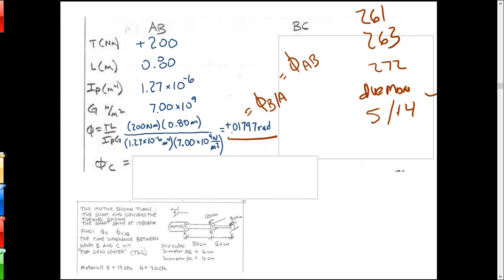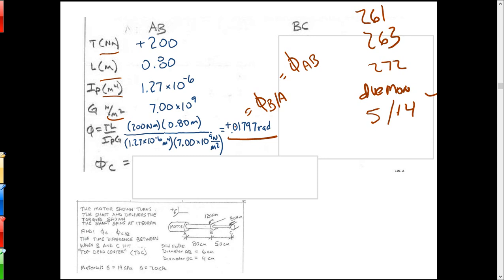And then I got that information, I can put it into a table, TL over IG. So I just put a row in for each one of those things. I put the units over there on the left, so I don't have to be putting them in every place in the table. So Newton meters for T, meters for length, meters to the 4 for I, meters per meter squared for G. Plug everything in there. I've got everything in standard units, newtons and meters, run the numbers, and I get a unitless number, which is a radian angle for AB.